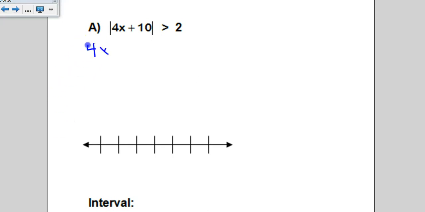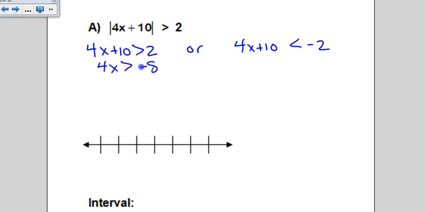Okay, the next example, because it's a greater than symbol, this is going to become an or problem. So our first problem is 4x plus 10 greater than 2, or the next problem could be 4x plus 10 is less than, and then negate, negative 2. So we're going to go ahead and solve. We're going to subtract 10 from both sides. 4x greater than negative 8, so x could be greater than negative 2. And for my next problem, 4x less than negative 12, so x could be less than negative 3.